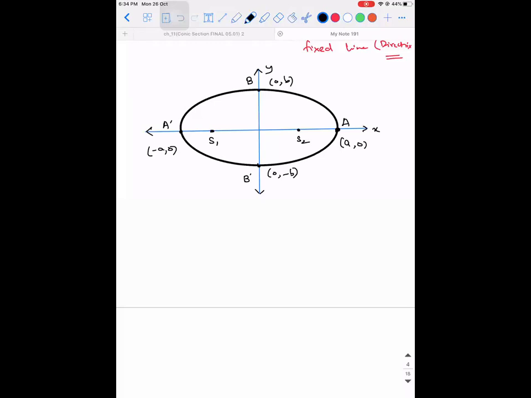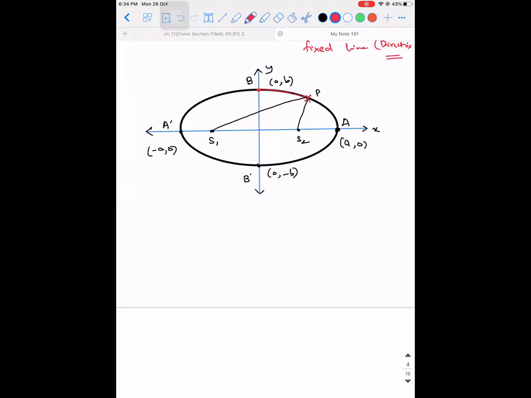So what does the definition of an ellipse tell us? You take any point P on the ellipse, then the distance from S1 to P plus S2 to P is always a constant, right? So when this point P is moving, concentrate guys, when the point P is moving, let's say at one particular instant, B will also be a moving point.